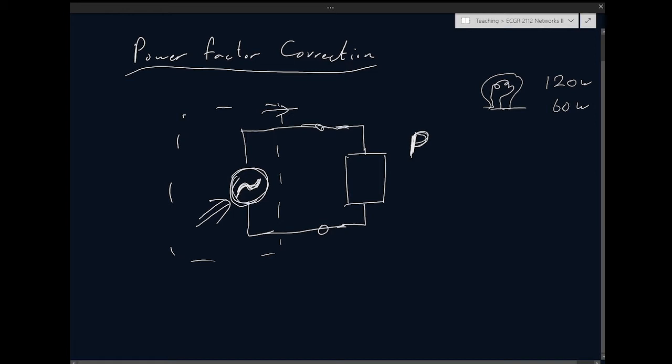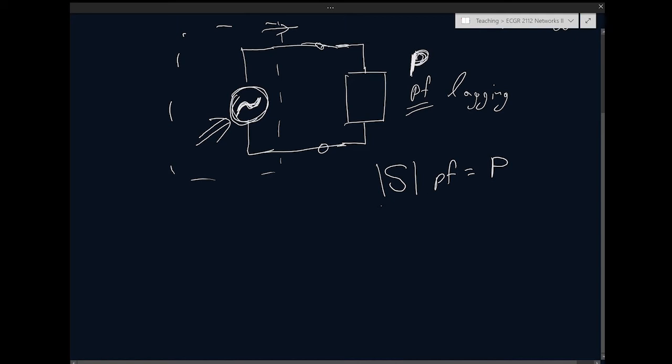So most loads are described by power, what power they consume, and then by their power factor, right? And it is mostly lagging. Power factor sometimes could be leading, but mostly it will be lagging, right? And then we know that the apparent power, which is the magnitude of the complex power, times the power factor equals the average power. Right? And this follows from the previous formulas that we derived, right?